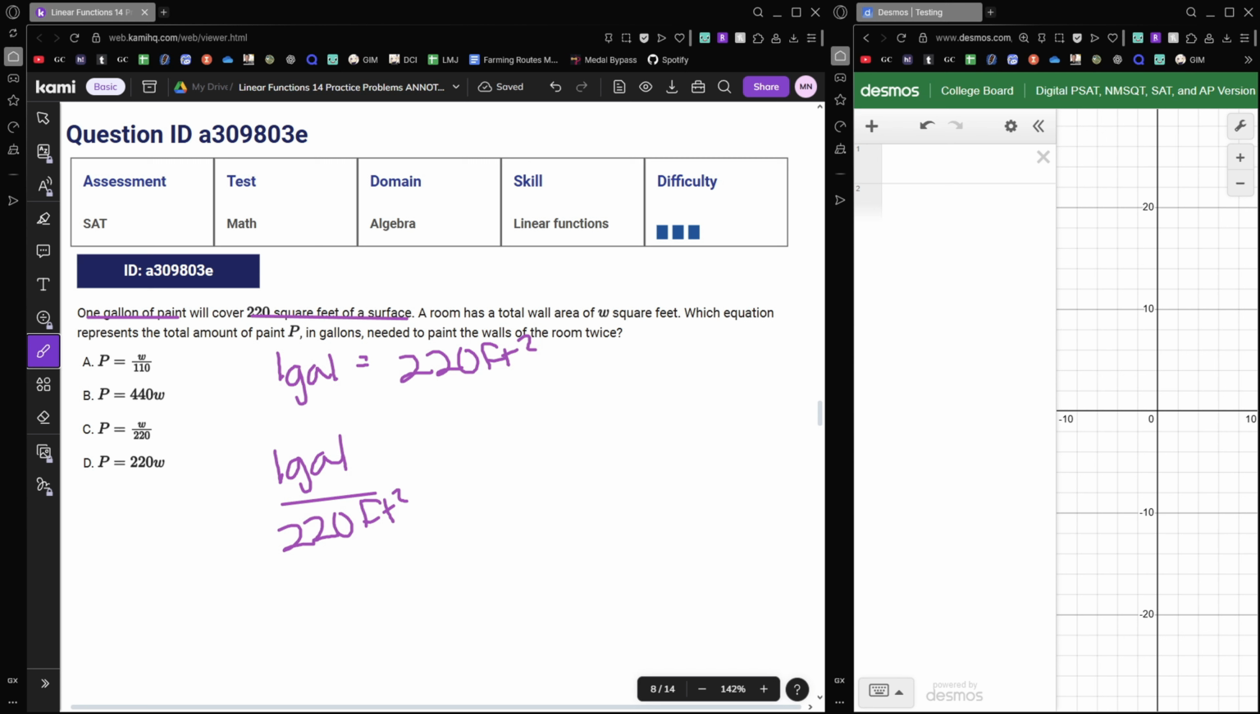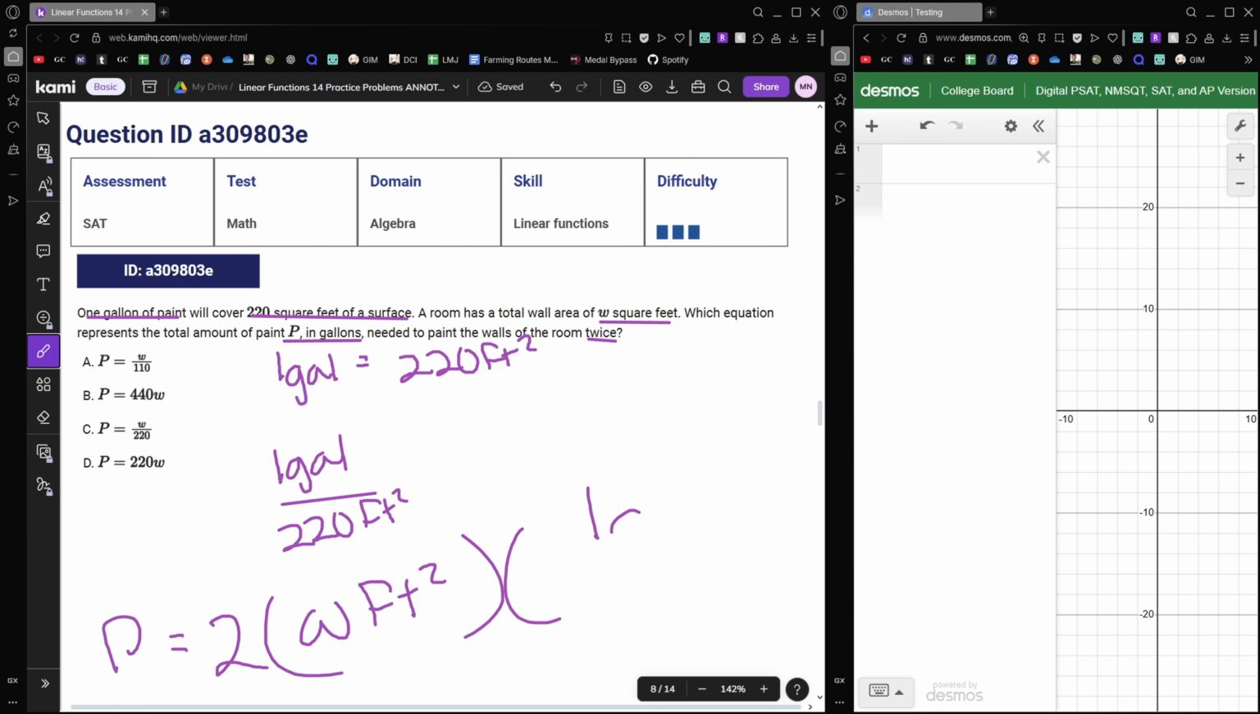They also tell us that this room has an area of W square feet, and they want to paint the walls of the room twice. So we're going to need to multiply this W square feet by 2. Then they want us to write an equation to represent the total amount of paint, P, in gallons needed. So to find the total amount of gallons of paint we need, we're going to multiply this 2 times W by our ratio, 1 gallon for every 220 square feet. Now what's going to happen is that these square feet, when you multiply them together, they'll cancel out, leaving you with your only unit as gallons.